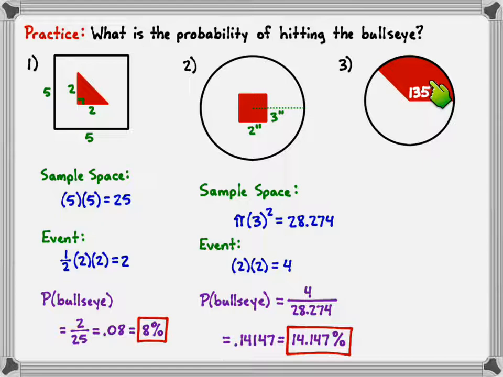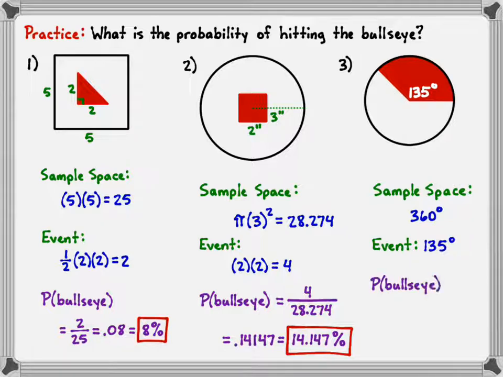Well, how much of the circle is that? That is 135 degrees out of the sample space. Well, what's the sample space? The sample space is all of the circle, which is represented by how many degrees? 360. So we can say the sample space is going to be 360 degrees, and our event space is going to be 135 of those degrees. And so our probability would be 135 out of 360, which is 0.375 or 37.5%.